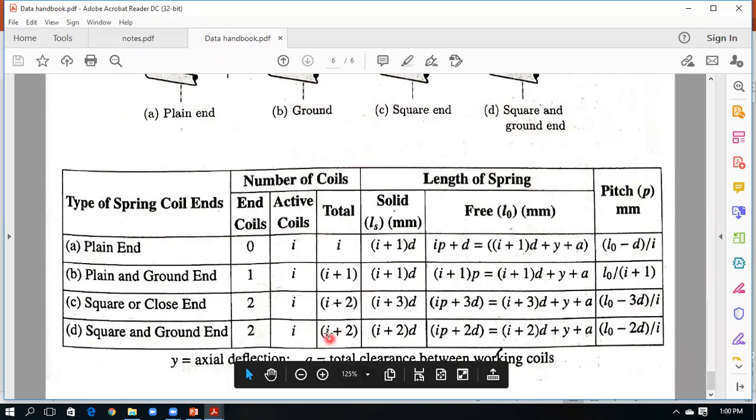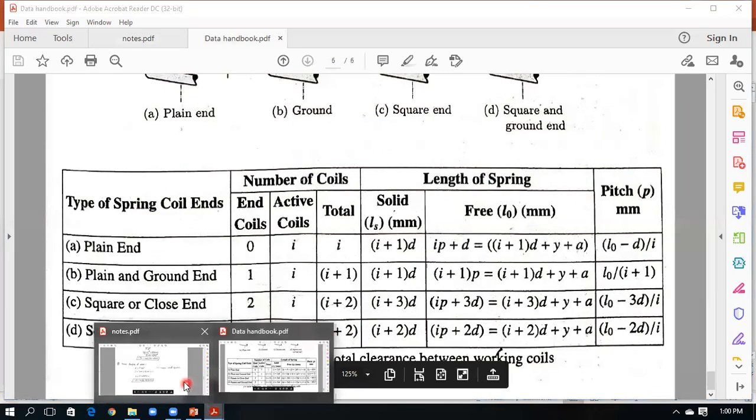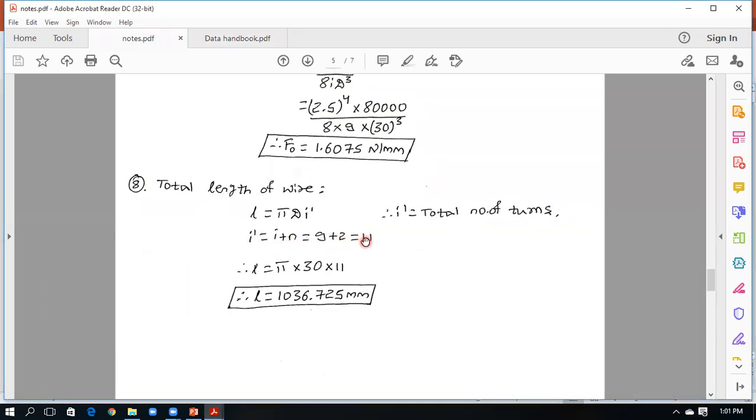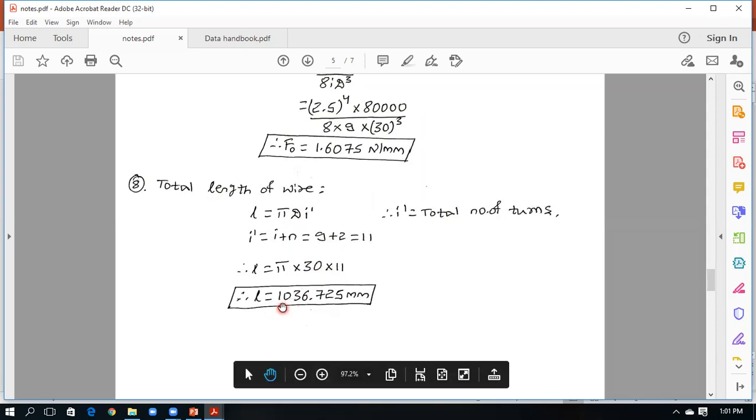Therefore, I dash is equal to I plus 2 because you have assumed it as square and rounded. Take this formula from this table. Okay. Therefore, I dash equal to I plus N, or I plus 2 directly. 9 plus 2 it is 11. Substitute that 11. D mean diameter you have calculated 30. Substitute that. From this you are going to get the total length of the wire.